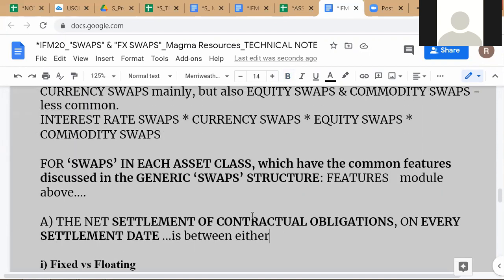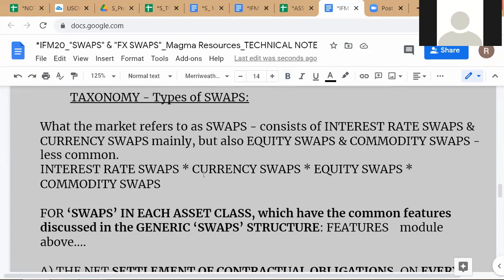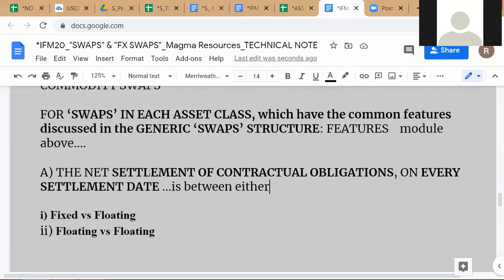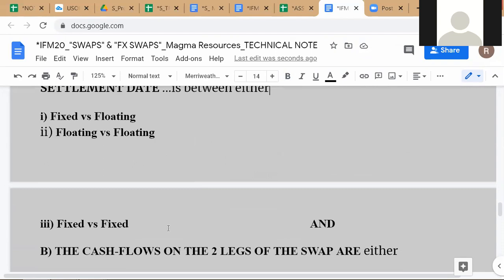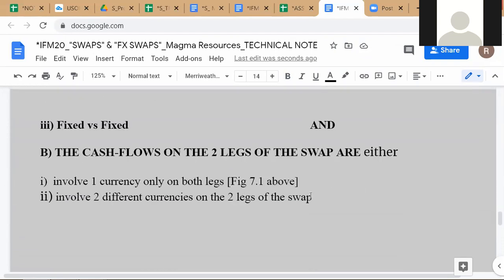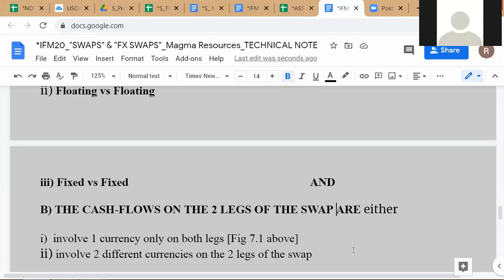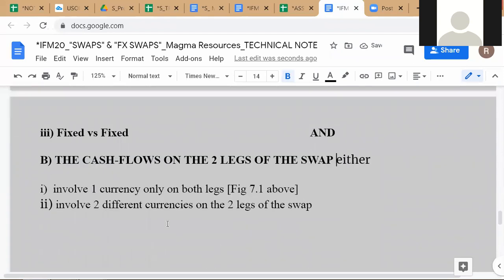So you understand what I'm doing. First, it's a general framework which will help you a lot once you see the amount of ground you're able to cover. You have the general features which we discussed yesterday, and in addition, the flows happening on every settlement date are either fixed versus floating, floating versus floating, or fixed versus fixed. What is the other general property? The cash flows on the two legs of the swap either involve one currency only or two different currencies.